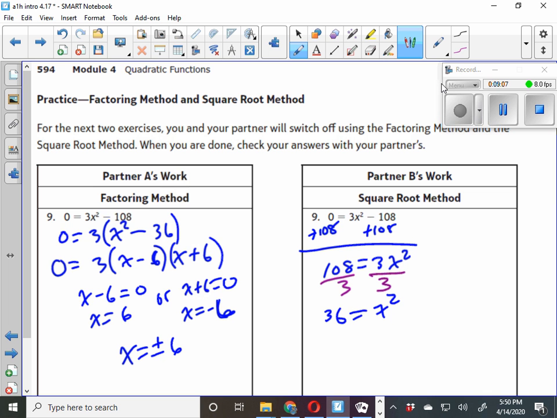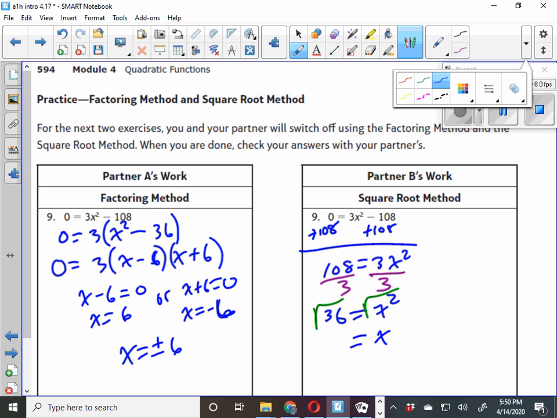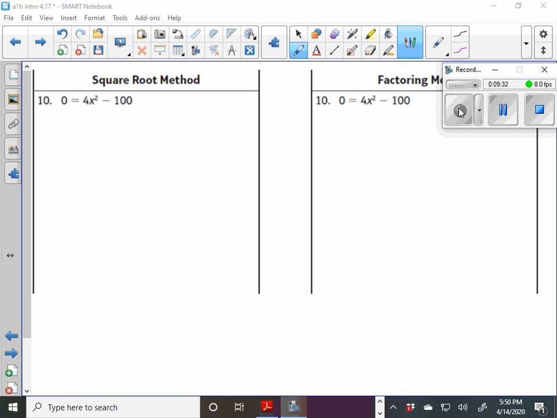equals 36. If I were to take my square root of both sides, now remember, when you take the square root, you have to consider plus or minus. X is going to equal plus or minus 6. Clearly that is easier, I think, if the middle term is missing. All right, your turn. I'll let you work both of these, both methods. Try both. I will work them and show it to you in a minute.